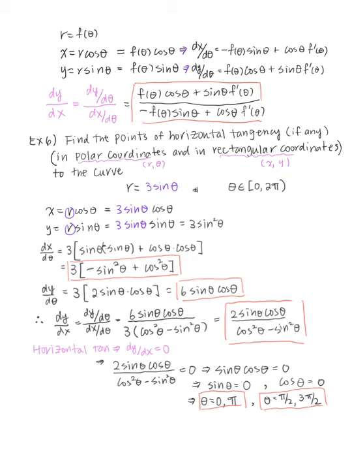Now I'm going to run out of page, so I'm going to go on to the next page to continue this problem. We concluded that dy over dx equals 0, which implies that our theta is going to be either 0, pi, or pi over 2 and 3 pi over 2. Alright, so let me box this. Great, so we got our thetas.